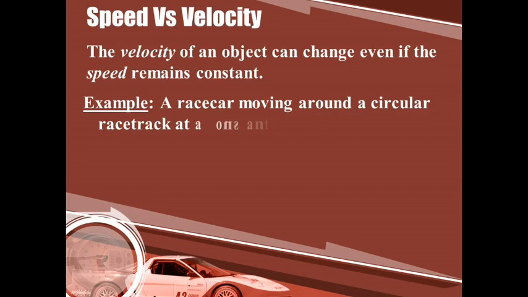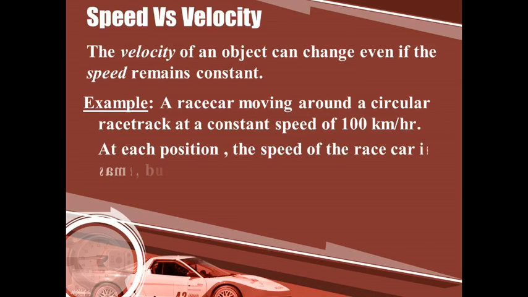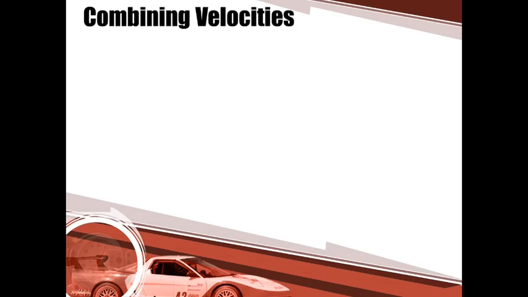Example, a race car. It's going around the track. Every time it turns, it has a new velocity. It's still going at its max speed. That max speed has not changed. But when it turns, its velocity is changing. Every time it has a new direction, it has a new velocity. So at each position, the speed of the race car is the same, but its velocity is different because its direction is different. Now, another thing we can do with velocities is we can combine them.